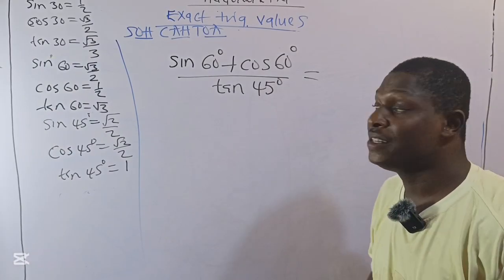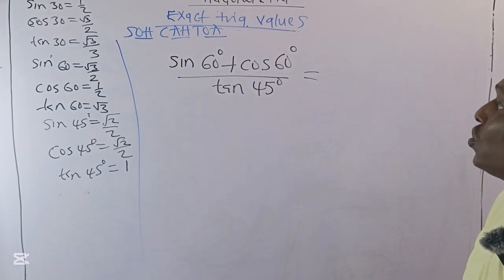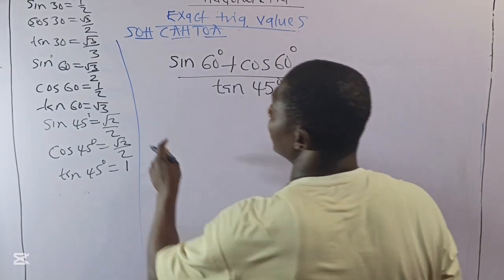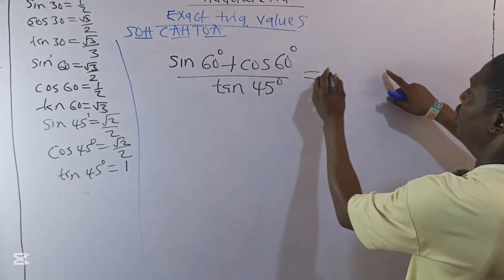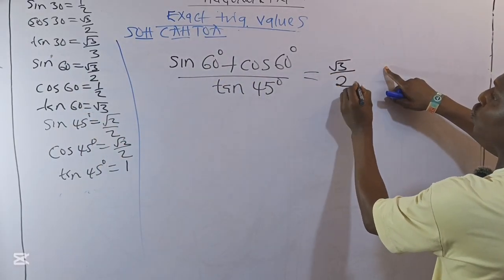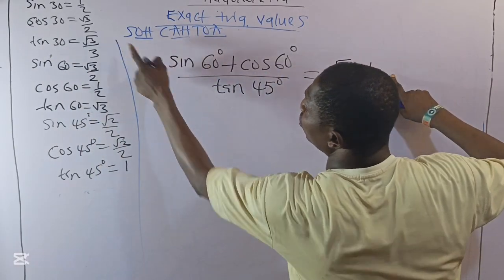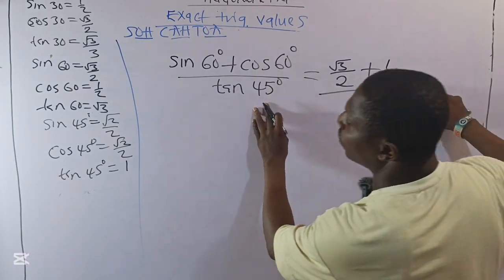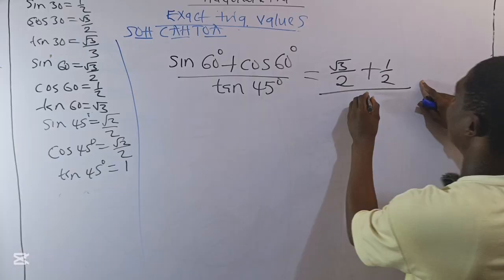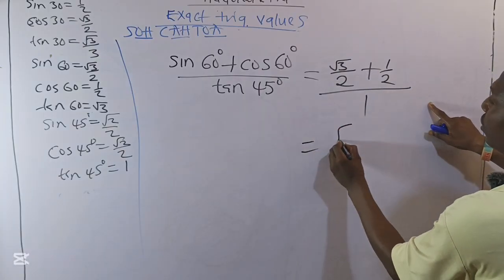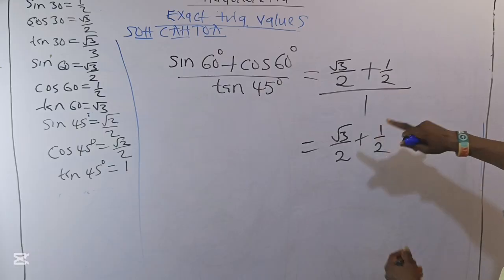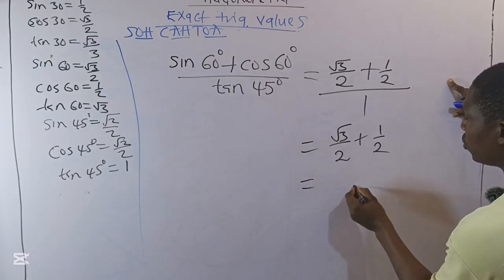So again, we have sine 60 degrees plus cos 60 degrees, all divided by tan 45 degrees. Again, sine 60 is what? Root 3 over 2. So we have our root 3 over 2 plus cos 60, which is 1 over 2, all over tan 45. Tan 45 is what? 1. So this is the same as saying root 3 over 2 plus 1 over 2, because anything divided by 1 is the same value. So LCM of 2 and 2 will give me what?